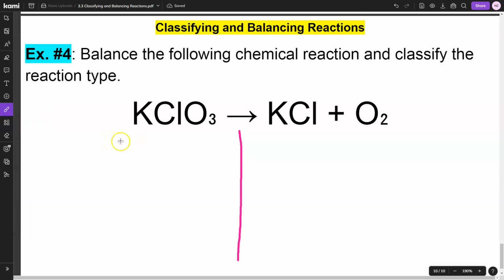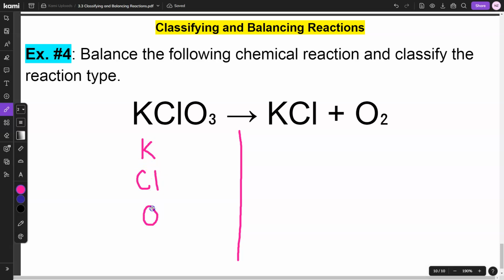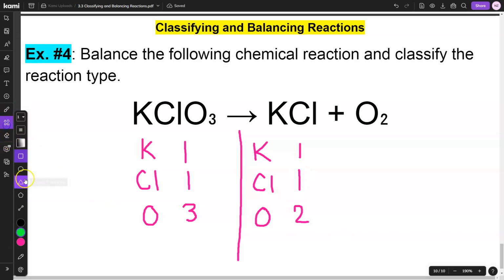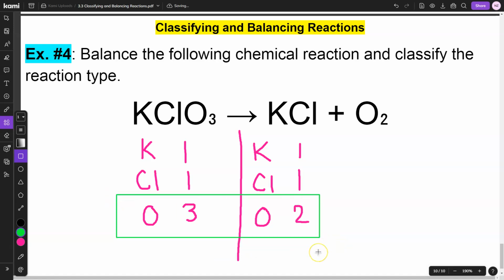Let's go through this. Okay, now ClO3 is a polyatomic that's listed on our table, but notice it's not on the right-hand side. So we have to split this up. So we have potassium, we have chlorine, and we have oxygen. Okay, so we have one potassium, one chlorine, 3 oxygens, one potassium, one chlorine, 2 oxygens. So same situation that we had before. We have a 2 and a 3. Least common multiple is a 6.